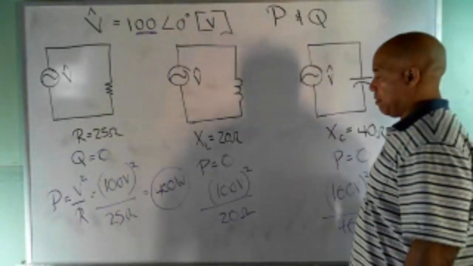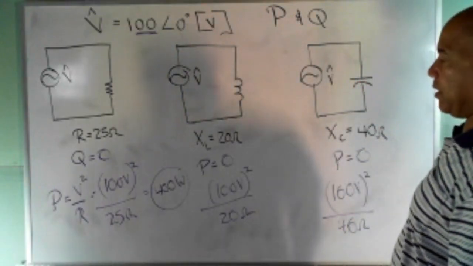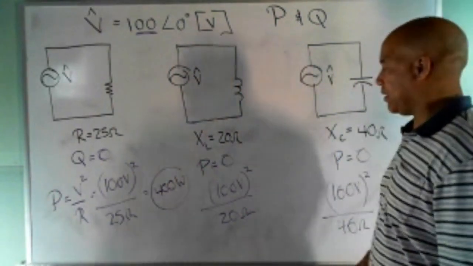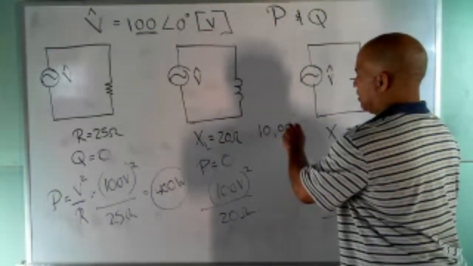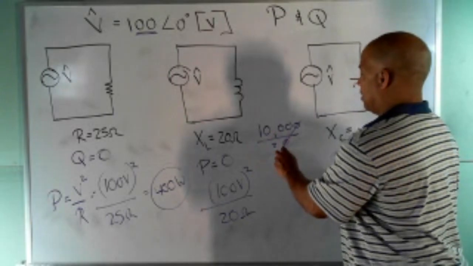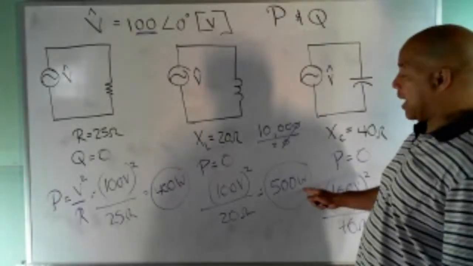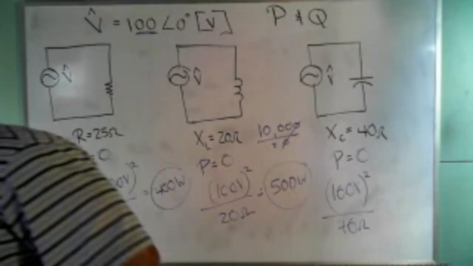Over here, now we got, is that 800? No, it wouldn't be 800. I don't know how I'm thinking about this. We got 100 squared on 20, which is 10,000 on 20. Is it 500? Yeah, 500. Oh, that's wrong, isn't it? It's not 500 watts. It's 500 VAR.